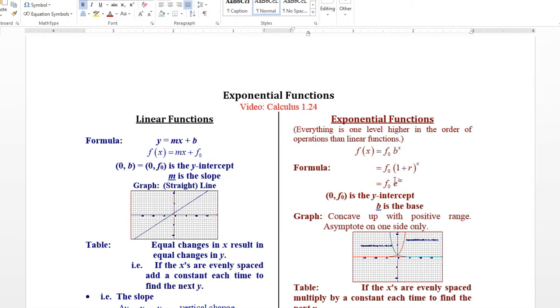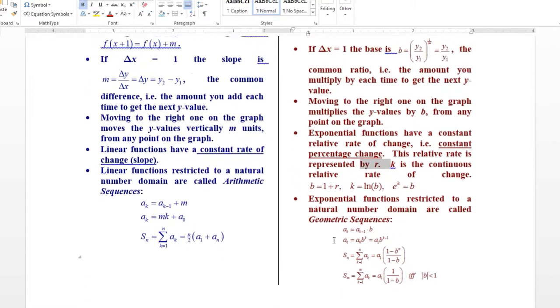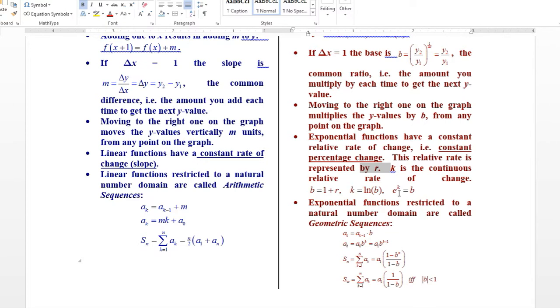And b is e to the k. So b equals e to the k. Another way to say that is k is the natural logarithm of b, and b is 1 plus r. So that's the relationship. Of course, r is b minus 1.